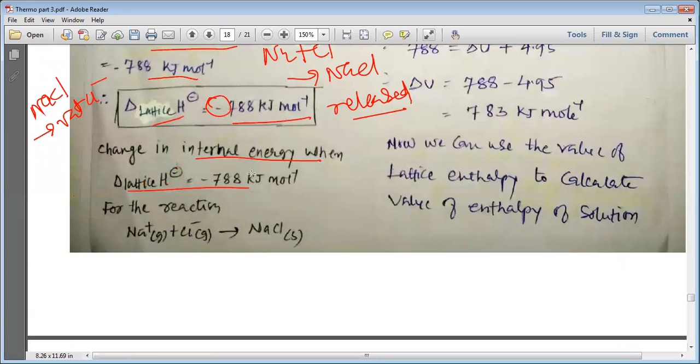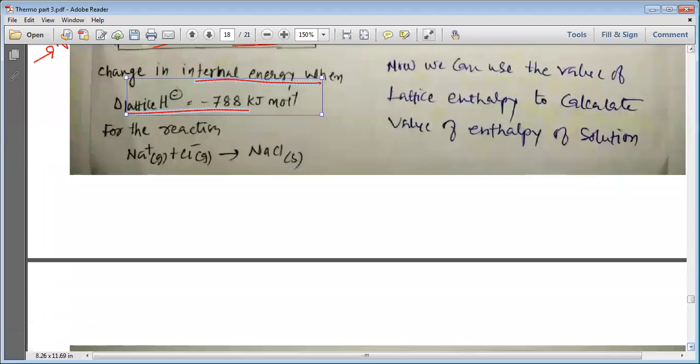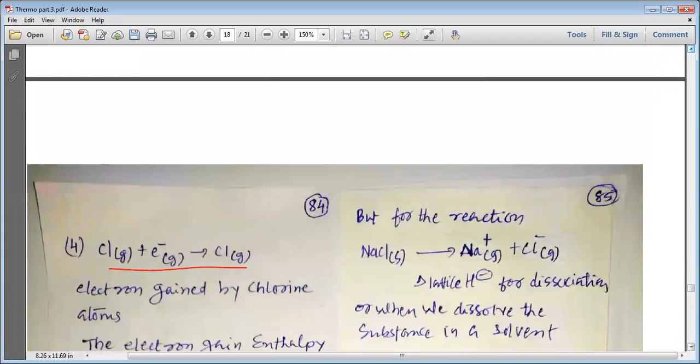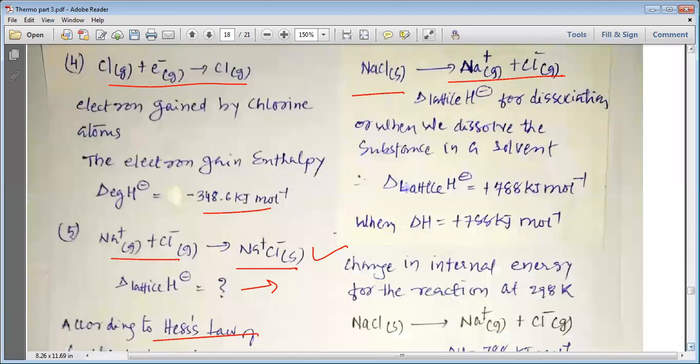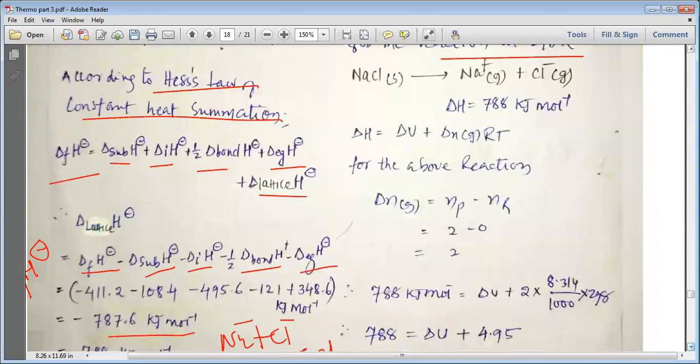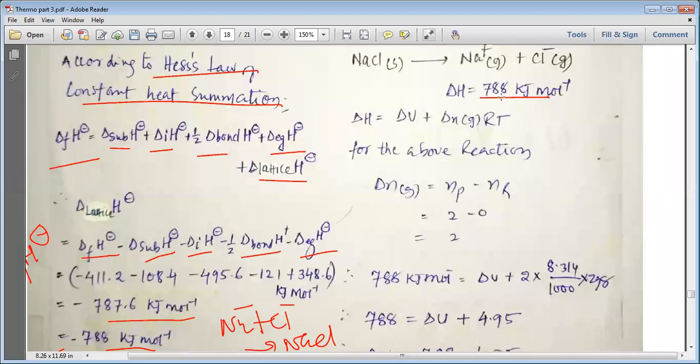Now we want to calculate the internal energy change when the lattice enthalpy is this. So for the reaction Na+ and Cl- giving NaCl, the ions combine with each other, and the enthalpy change is minus 788 kilojoule per mole. But for the reaction NaCl giving Na+ and Cl-, we will have to change the sign, and we will write lattice enthalpy is equal to plus 788 kilojoule per mole. Now we know that delta H is equal to delta U plus delta n gas RT.